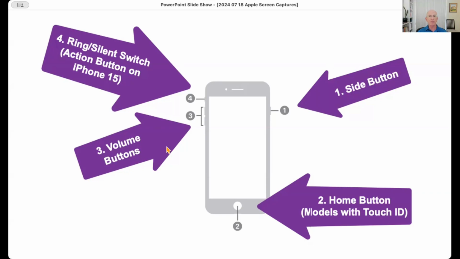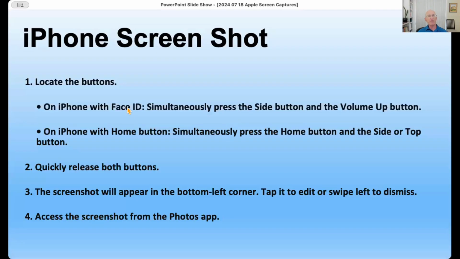So these are the buttons that you typically will see on an iPhone. To do screenshots, you'll have to know how to find them and how to use them. It might take a little bit of practice to do a screenshot if you haven't done one at first, but you'll get pretty good at it. Okay, so iPhone screenshots have to do with locating the buttons.